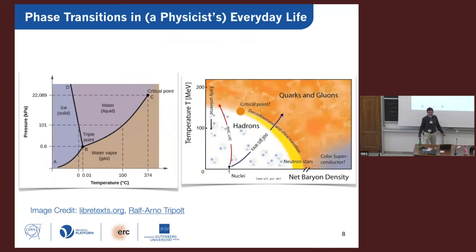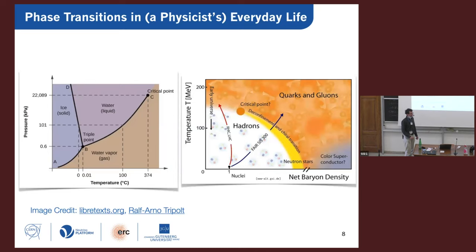Now, I call this an everyday phase transition. We are physicists, so our everyday life sometimes looks a bit more complicated. That is a phase transition from a physicist's everyday life. That's the phase diagram of QCD. For some reason, the vertical axis here is temperature, and the horizontal axis is the chemical potential, so the net baryon density. And it's also a phase diagram that we know much less about than we know about the phase diagram of water, obviously.